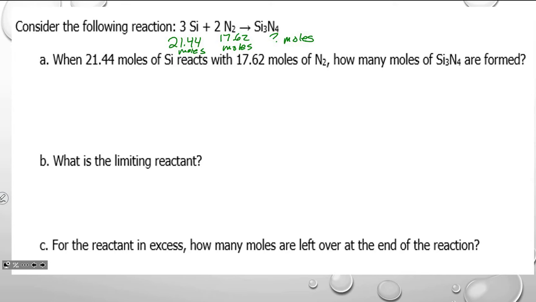So see what you can do, figure out which one's limiting. Now this one's a little bit closer, right? It's a little bit closer, so you might have to convert one into the other. You might have to do that either taking 21.44 and converting it into moles of nitrogen, or the 17.62 converted into moles of silicon, because they're so close. 3 to 2 is really hard to see.